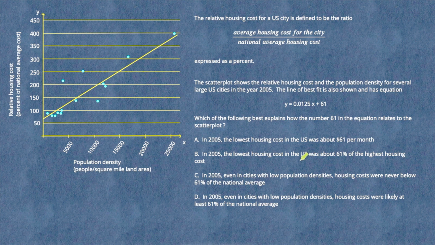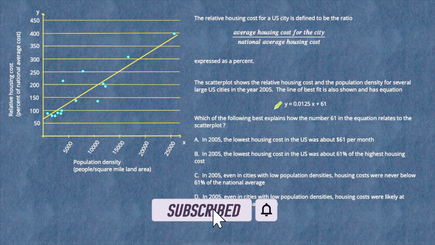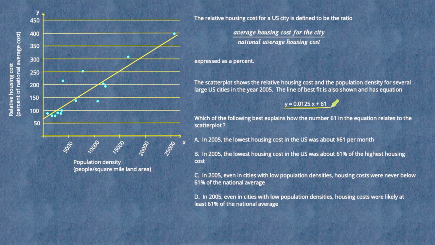The scatter plot shows the relative housing cost and the population density for several large US cities in the year 2005. The line of best fit is also shown and has the equation y equals 0.0125x plus 61. Which of the following best explains how the number 61 in the equation relates to the scatter plot? This is a relatively hard problem, and the best way to answer this one would be to eliminate answer choices which are definitely not the answer and try to get to the correct answer.